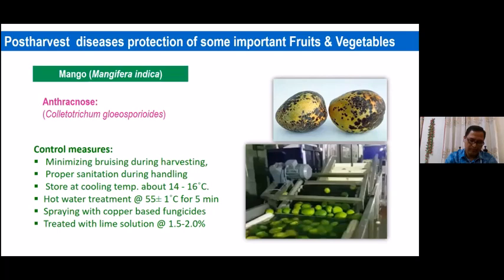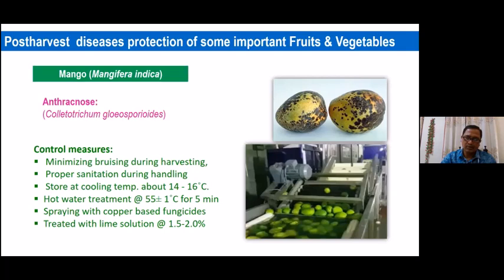So it can be minimized during harvesting. We need to be careful that there is no breaching or no damage to the crops during harvesting. Another step would be sanitation during handling. Keeping them at a little bit lower temperature can save the food from infections.